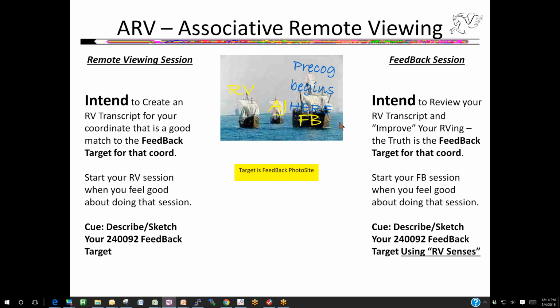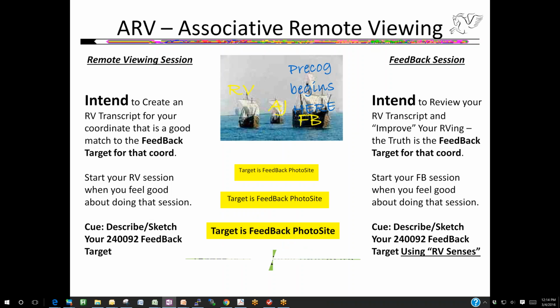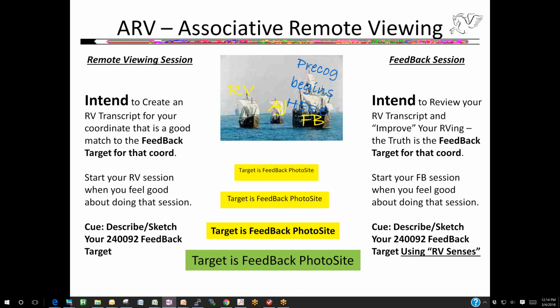So again, the target is the feedback photo site. I guess I just don't know how to emphasize this more. Notice we haven't even said anything about the particular question now, because in ARV, from the standpoint of the remote viewer and even the judge, it doesn't matter. Now, we generally tell you, just like we did here, because it's of interest and we want to keep the whole process interesting. But notice, while you're doing it, you do not have any clue about what the association is between the feedback target and the two possible sides, the two possible outcomes. It is for that reason it has no front loading associated with it.